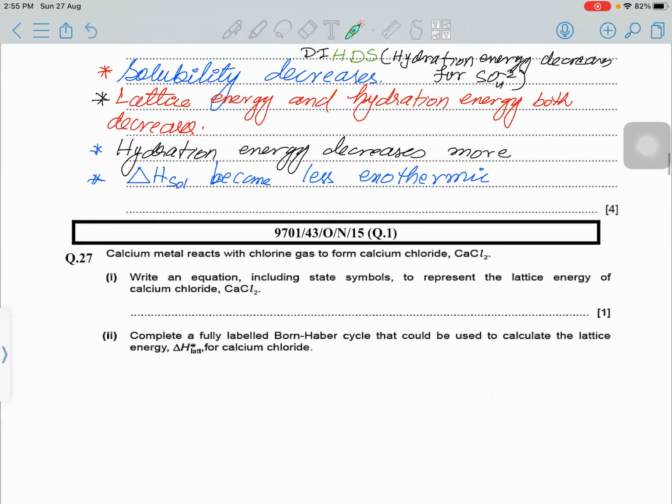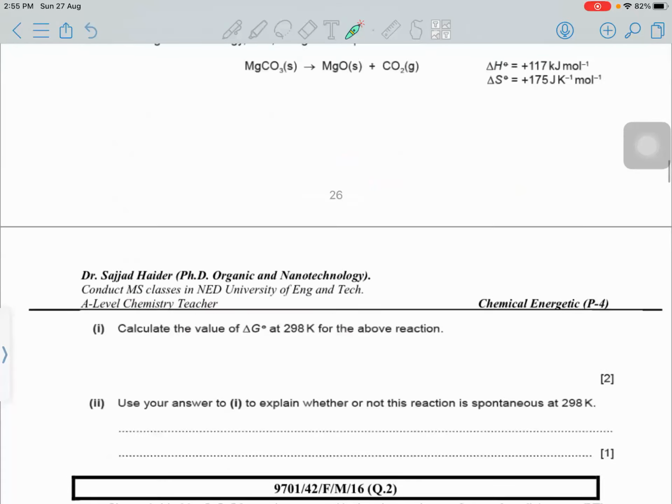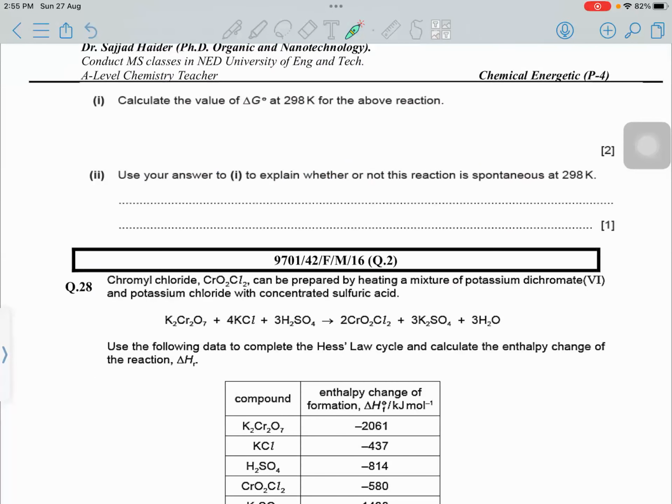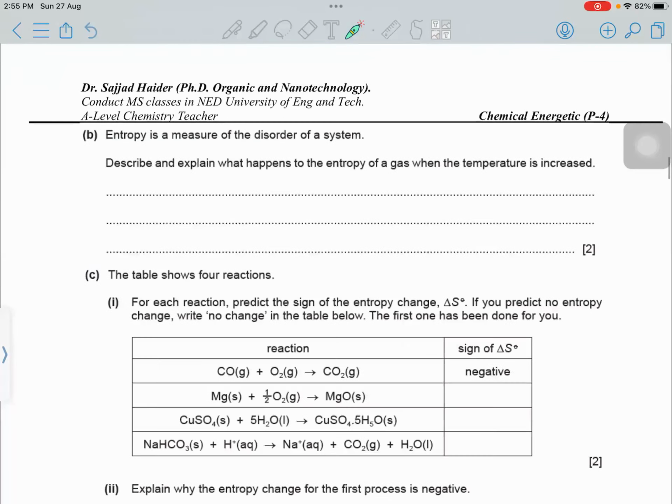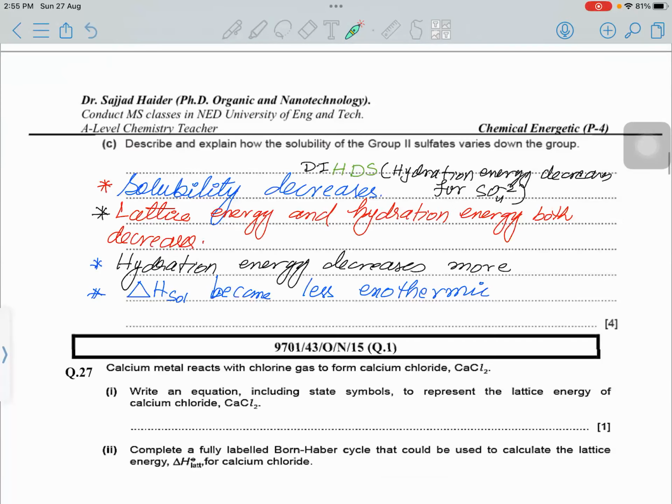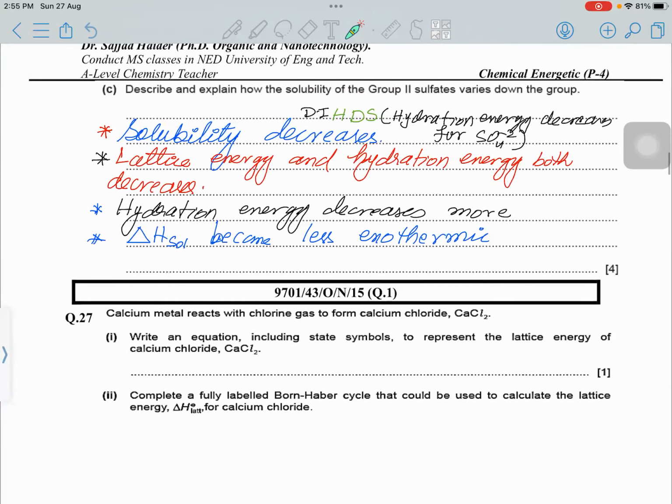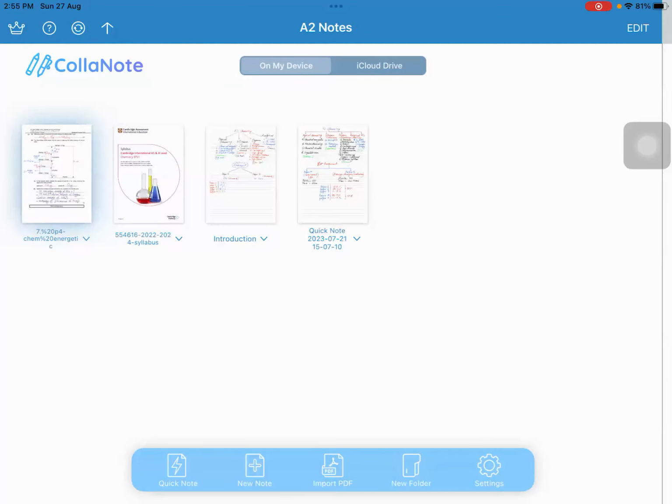Yes, sir. Sir, can we explain this in terms of the structure of sulfates and hydroxides? Yes, you can. Now look at here. Move to the notes, right?